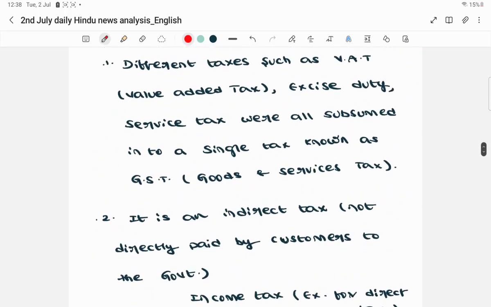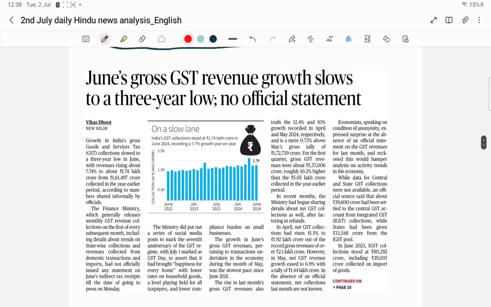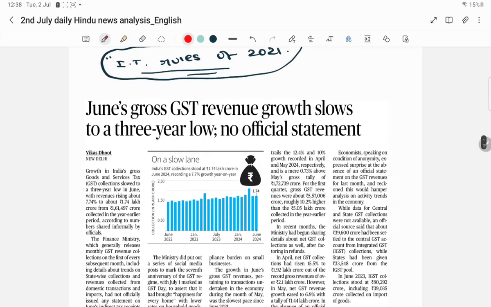These are some of the basic points. And as far as the revenue is concerned, recently the gross GST revenue growth has slowed down to a 3-year low. Every month the Ministry of Finance publishes the GST collections, like how many lakh crore it was. There is no official statement this month, but you need not bother about the figures; you need to bother about the concept. This is just the bare minimum I would like to mention here.